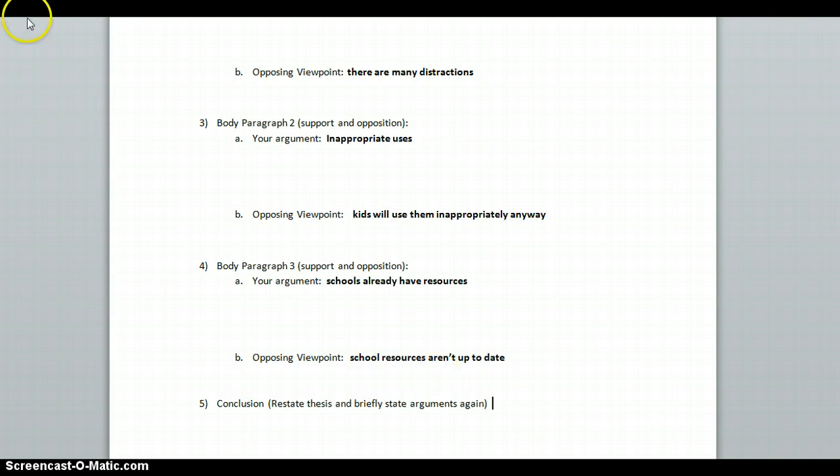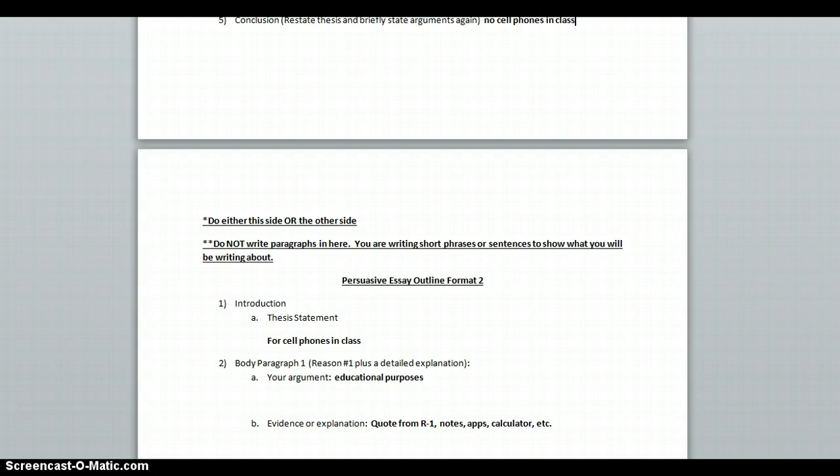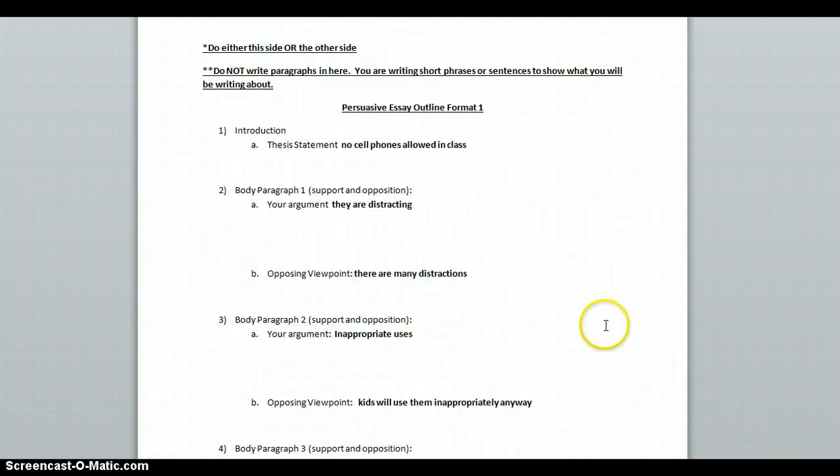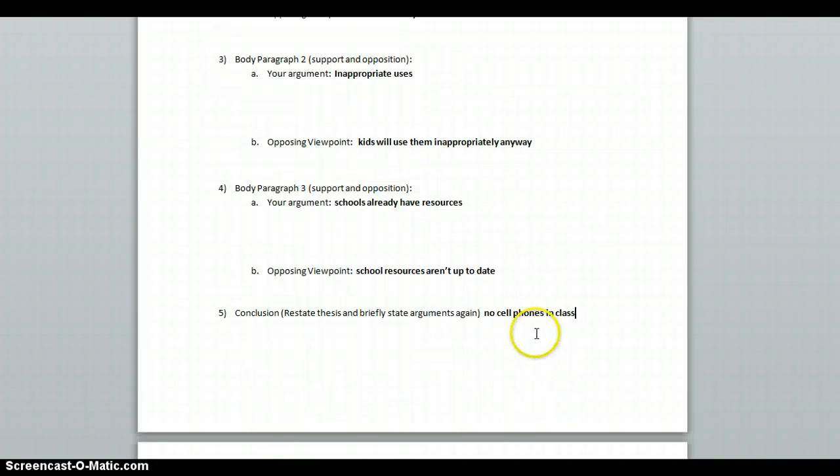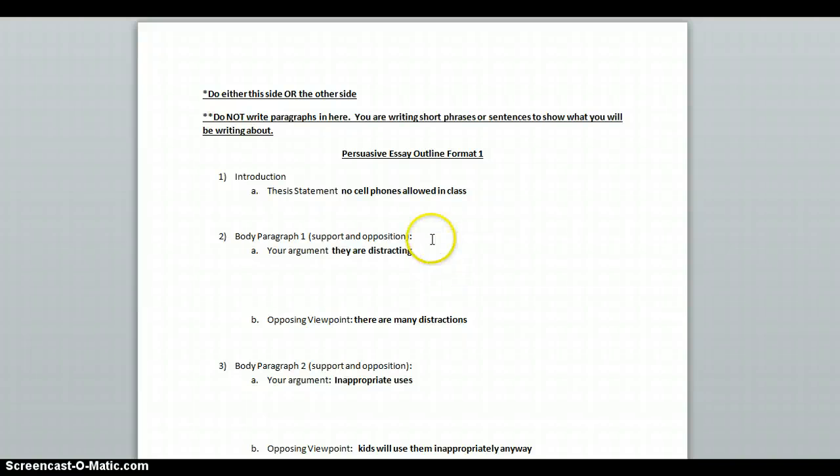Then again, I'm just going to state my thesis statement again. So, I have an outline here of what exactly I'm going to write about in each paragraph, so that as I write my rough draft, I know what I'm doing.